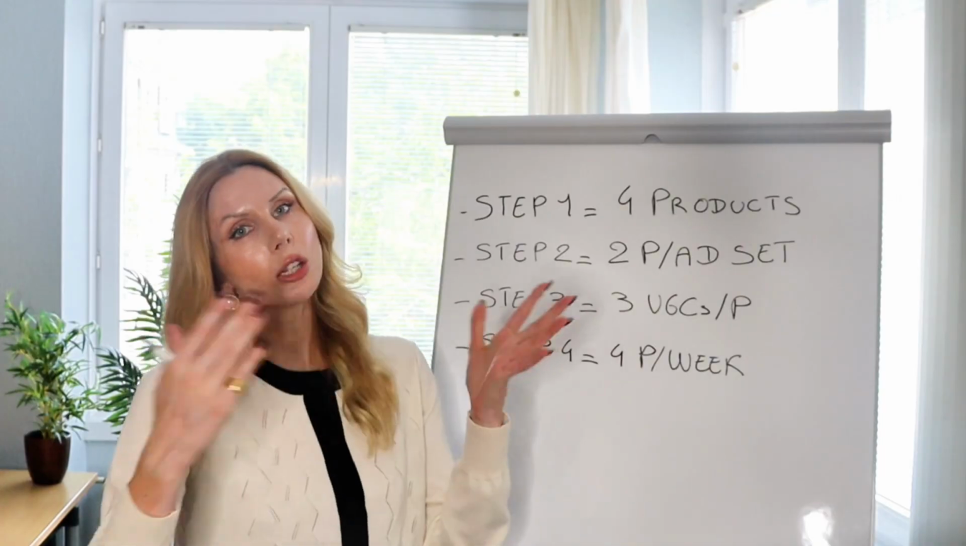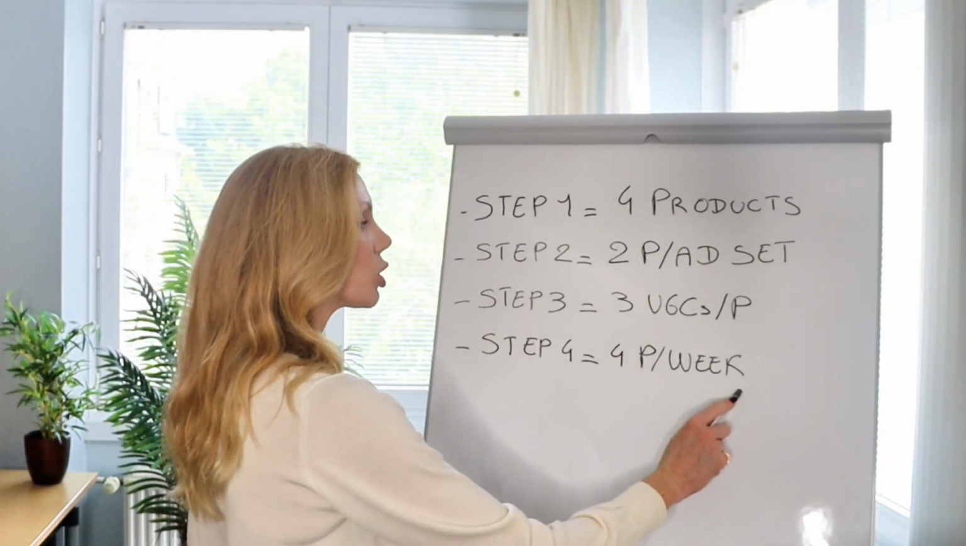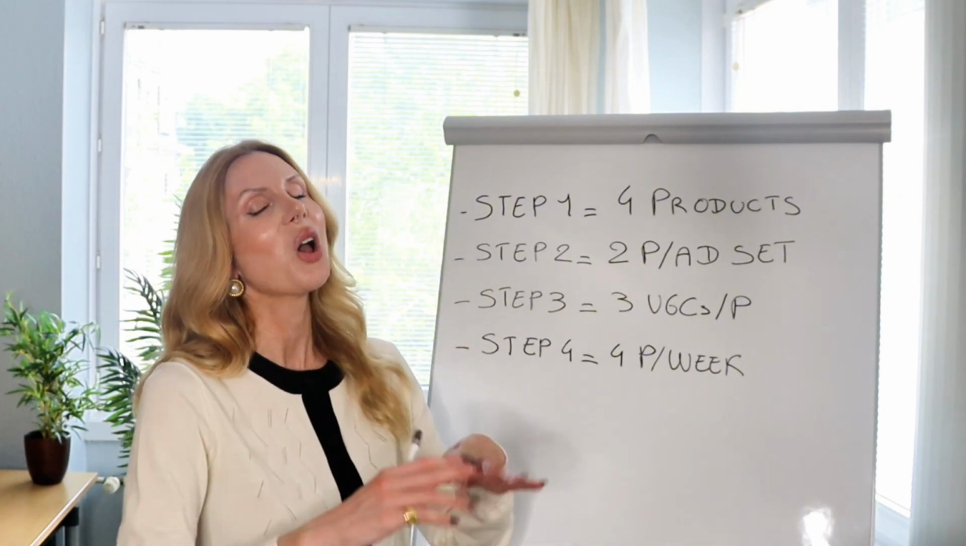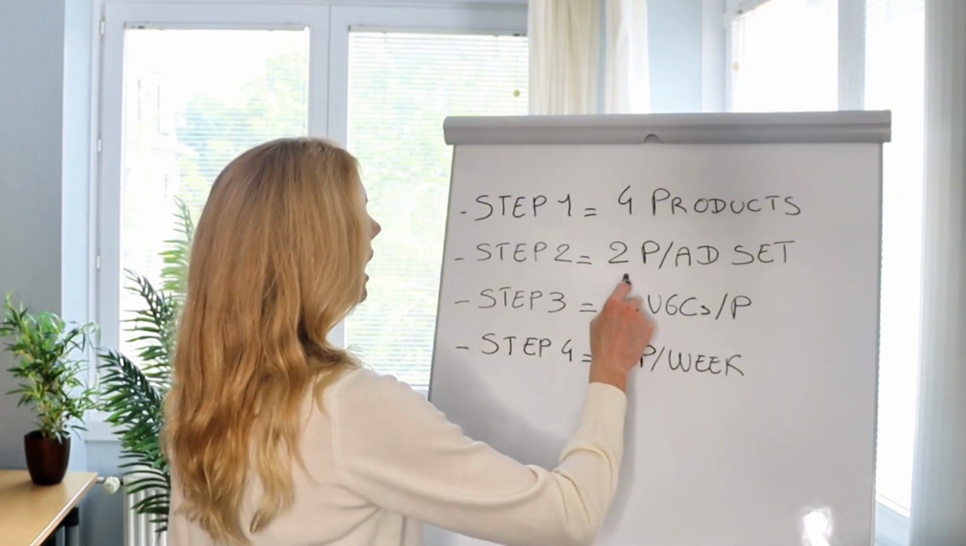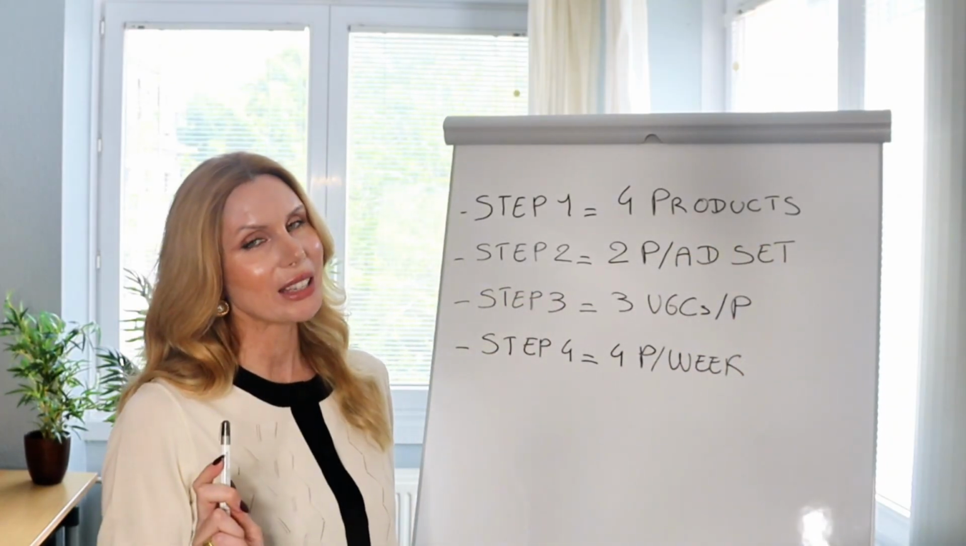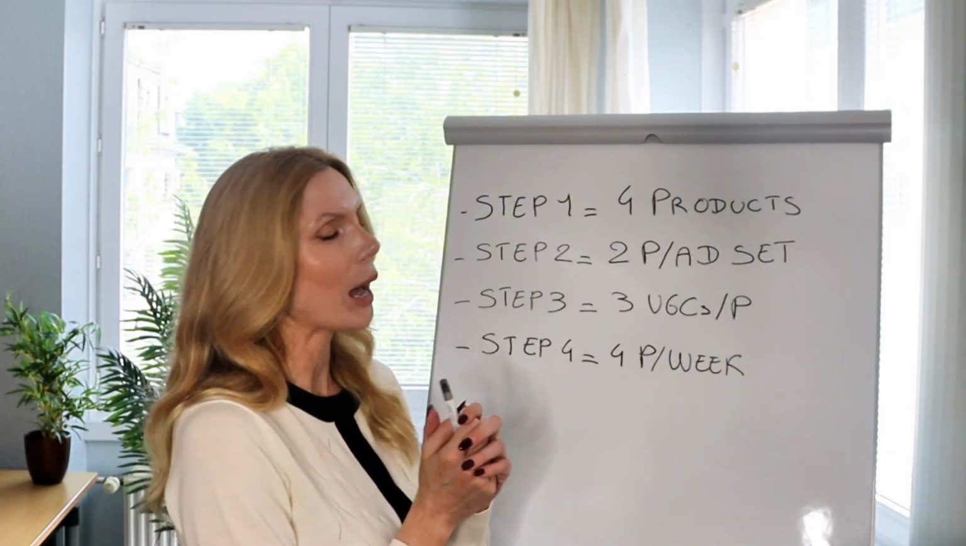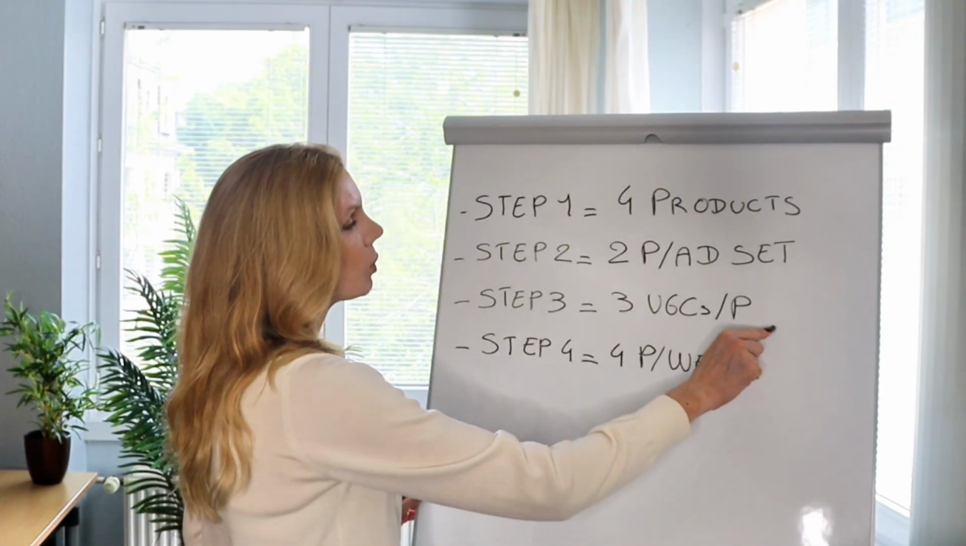If you have at least 20 to 30, then who cares? Move on to the next product. And we have 4 products per week, and we start the whole process all over again. We start again by doing 2 products per ad set. Always we want to split test. Is it our product? That's not working. Or is it our audience? That's bad. And then 3 UGCs per product.